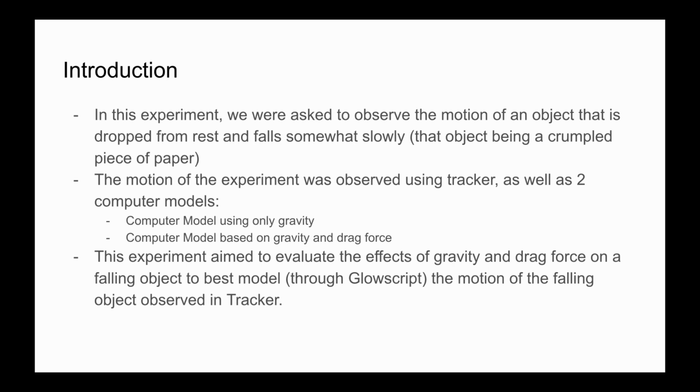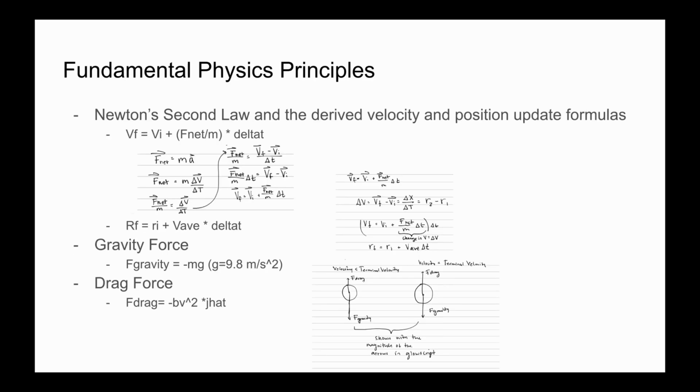The motion was observed using Tracker, as well as two computer models, one using only gravity and one using gravity and drag force. This experiment aimed to evaluate the effects of gravity and drag force on a falling object, to best model through GlowScript the motion of the falling object observed in Tracker. The fundamental physics principles used are Newton's second law, the derivatives of the velocity update formula and the position update formula, as well as gravity force, which is negative mg, and drag force.